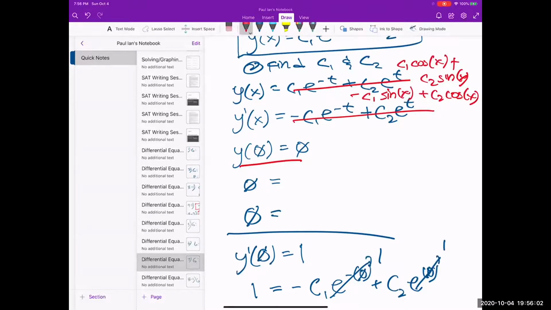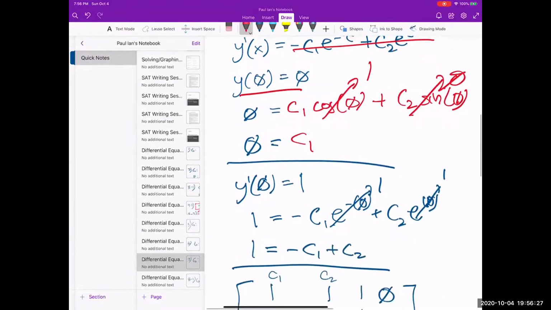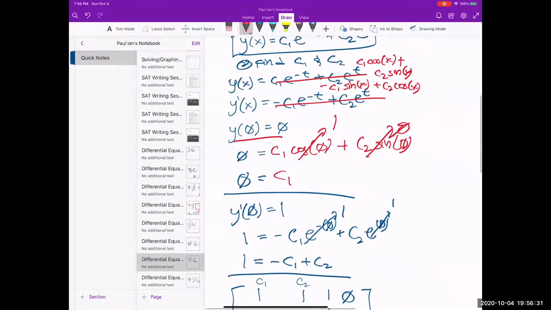So you apply that to the y of x equation. C1 cosine of 0 plus C2 sine of 0 is 0, and this is 1. So C1 equals 0, right? So 1 equals 0. Okay, so C1 equals 0. That's good. So now you can look at y prime. Let's take a look at y prime, then the next initial condition.